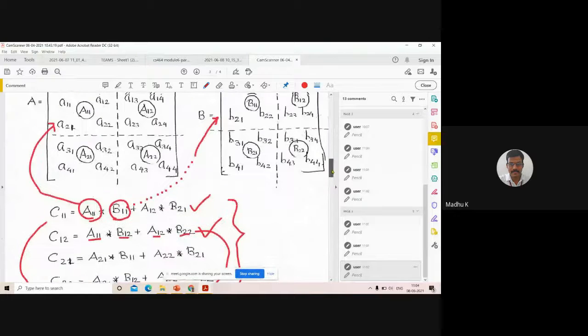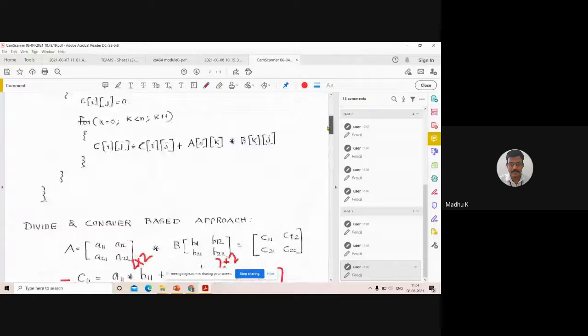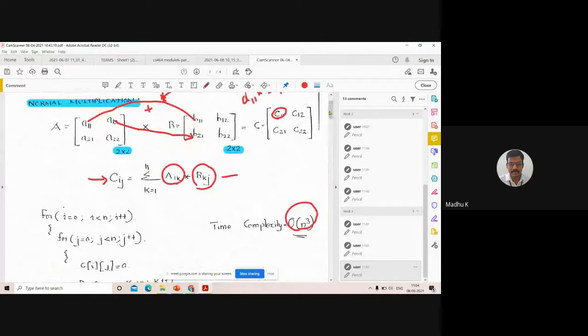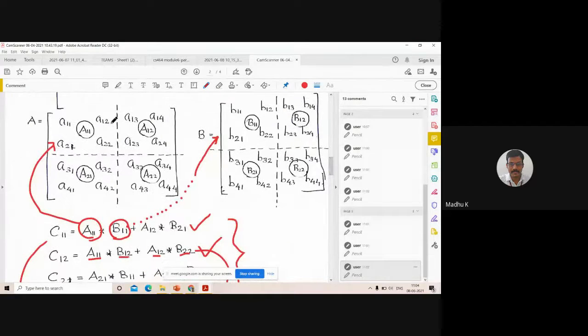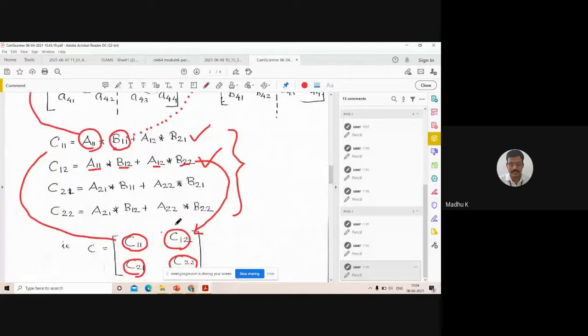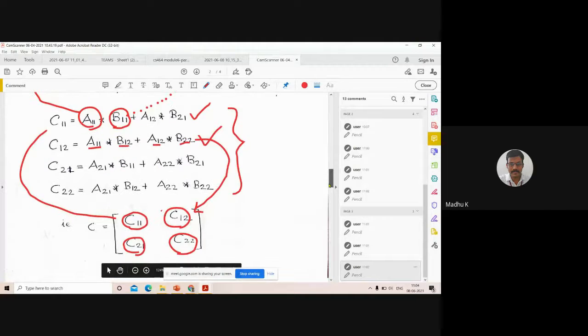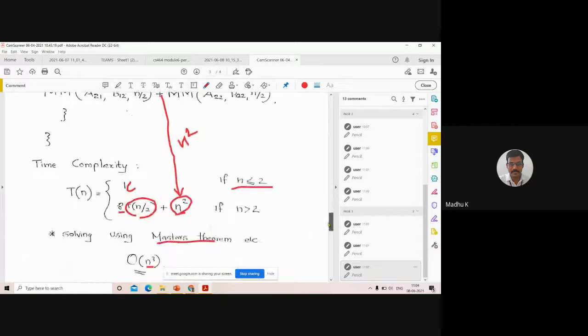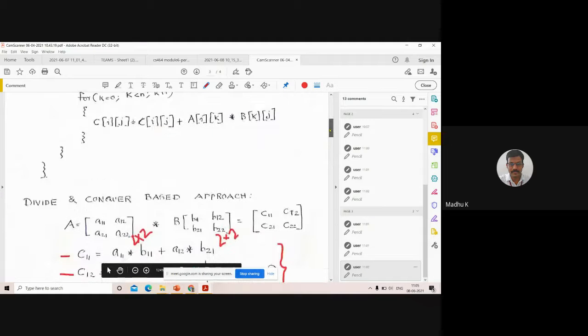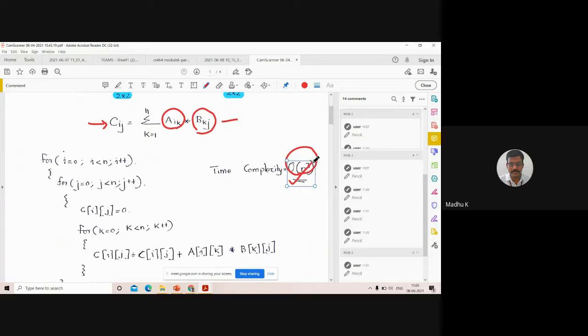This is another approach of multiplication. So the first approach is this method. The second approach is to divide in this way, then using these equations we will get the matrix. This is the corresponding program, and if we analyze that program, we will get the time complexity in this way. T of n is equal to, this is also big O of n cube. The first approach also takes big O of n cube.